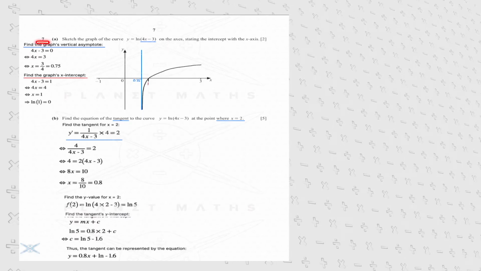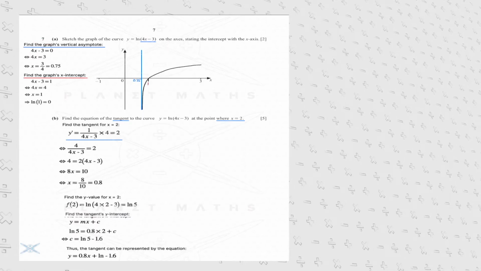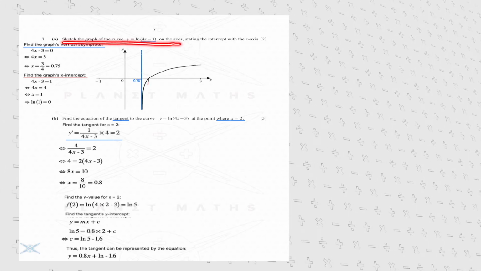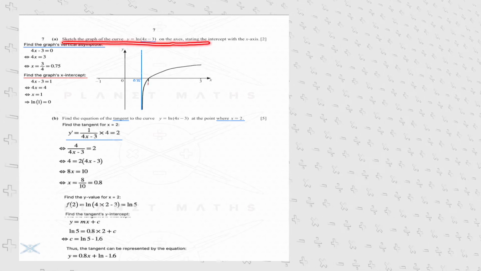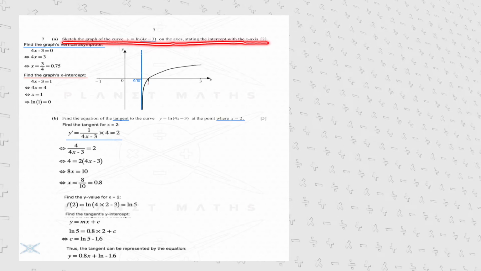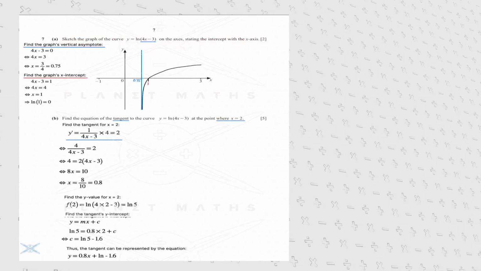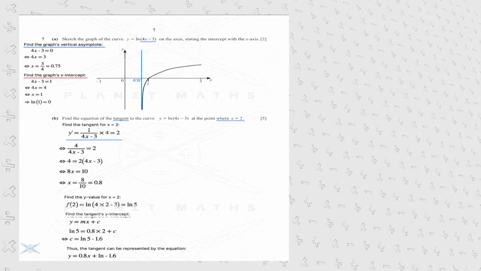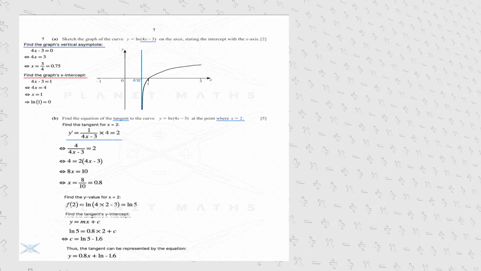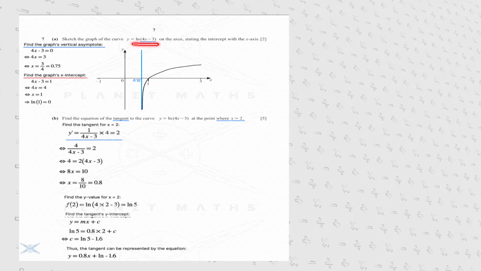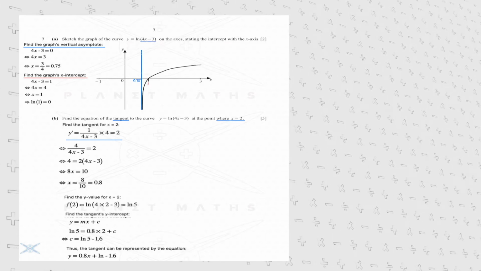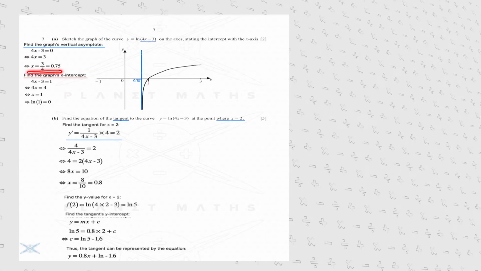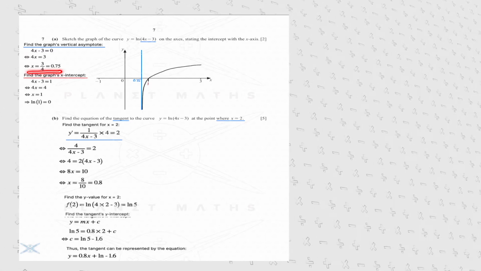Next, on to exercise 7 of this exam paper, where in part A we're supposed to sketch a graph of the curve y equals the natural logarithm of 4x minus 3 on the axis, stating the intercept with the x-axis. So firstly, to find the graph's vertical asymptote, we equate the expression within brackets with 0, the reason being that logarithms are only defined for positive numbers. After rearranging this equation for x, we can determine that the graph's vertical asymptote is located at x equals 0.75.